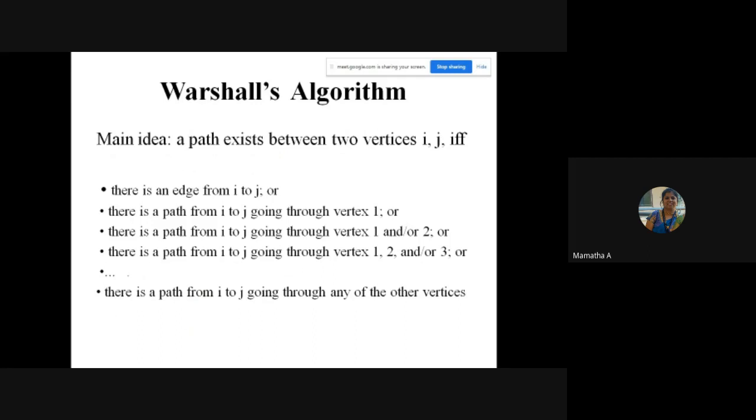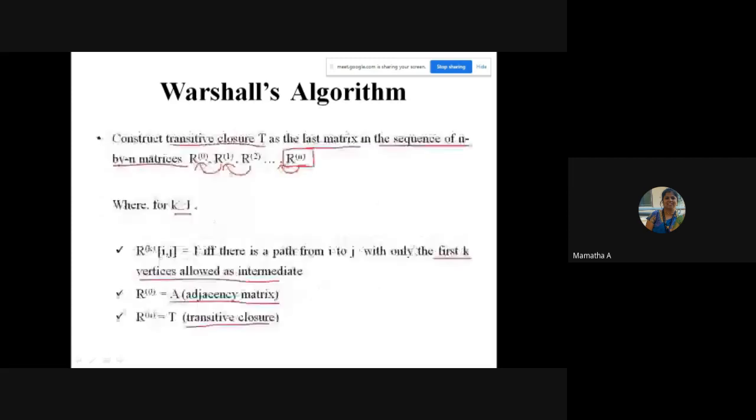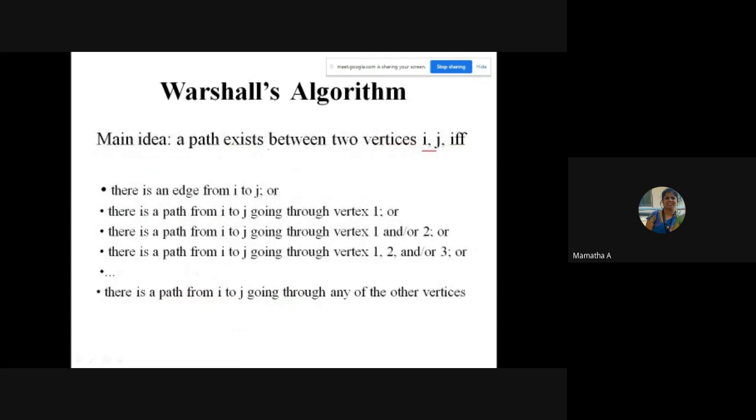So what is the main idea? It's nothing but a path exists between two vertices i and j if and only if, first, R0. What is R0, students? R0 is my adjacency matrix. That means in the adjacency matrix it will be 1 if and only if there is an edge between i, j. That is a path, isn't it? So there is a path between i, j if there is an edge from i to j.